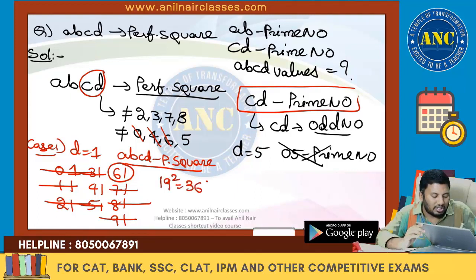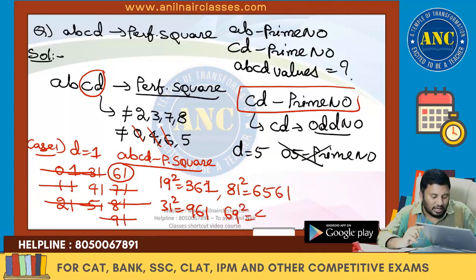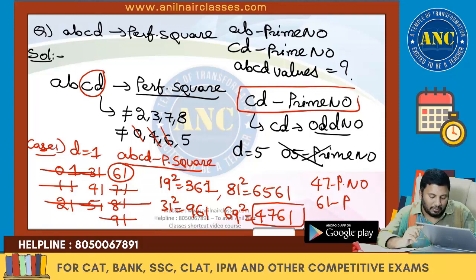What is the smallest number? 19 squared is 361. 50 minus 19, that is 31, squared is 961. 100 minus 19, that is 81, squared is 6561. 50 plus 19, that is 69, squared is 4761. 4761: 47 is a prime number, 61 is also a prime number. So I got a case when D equals 1.